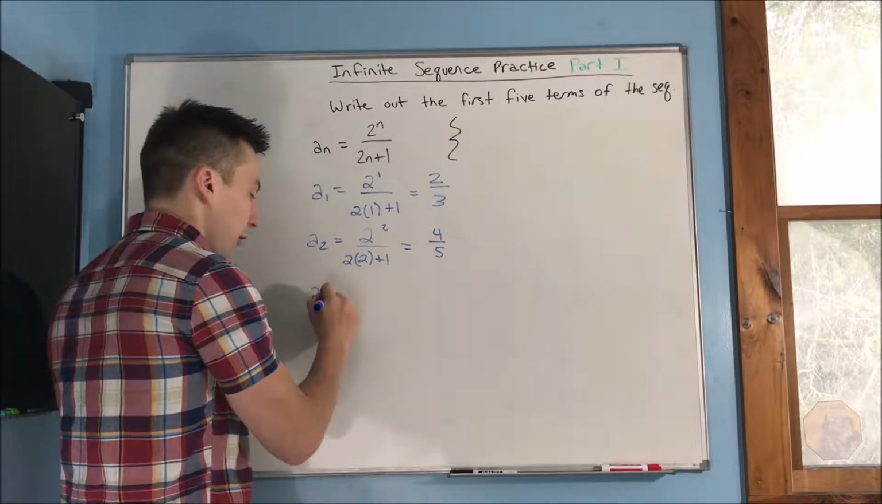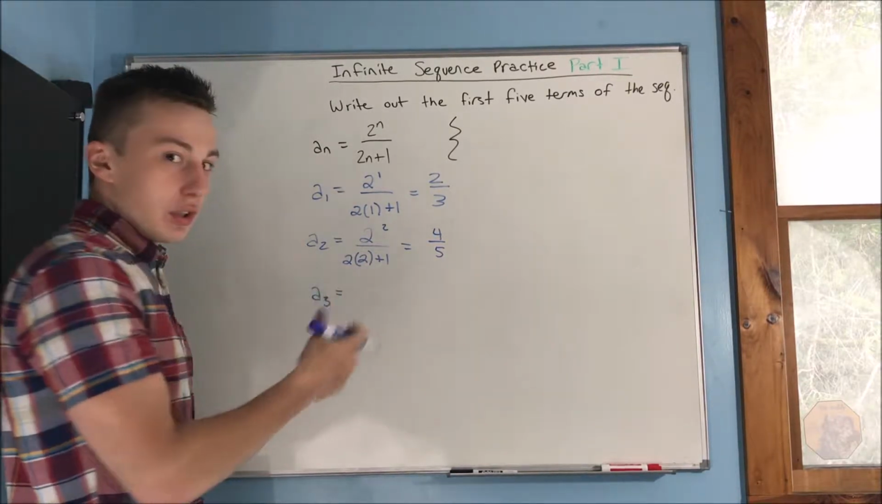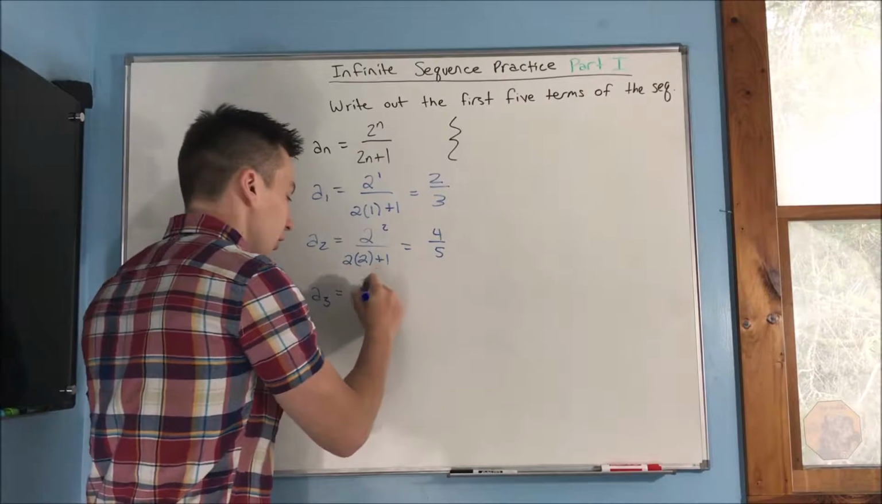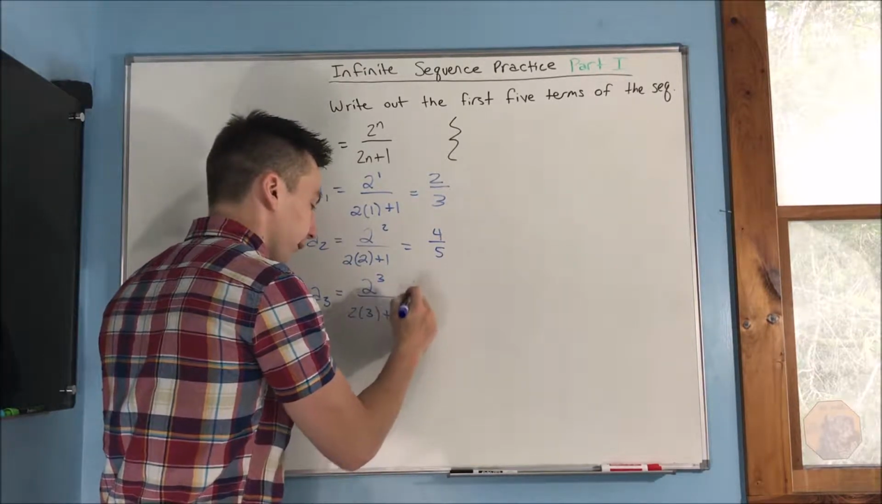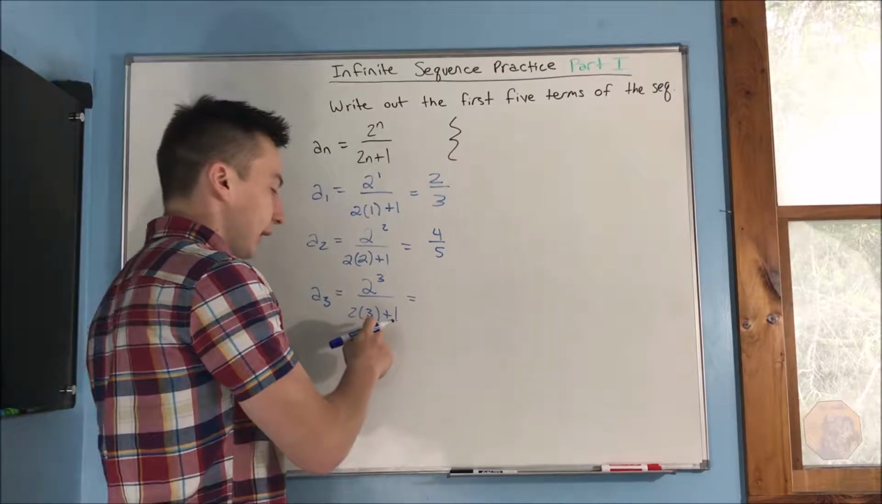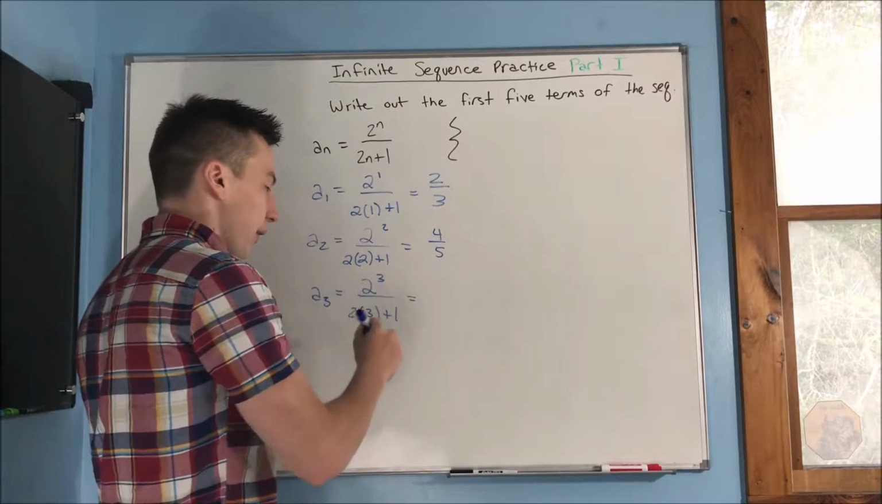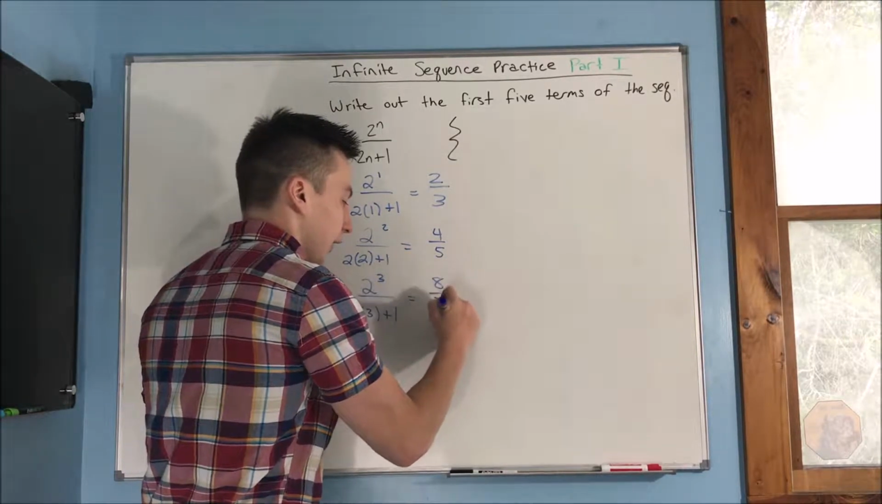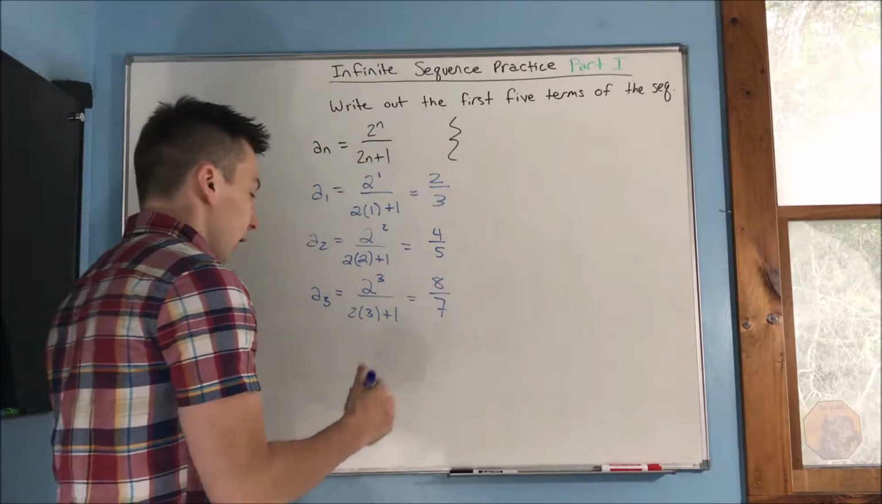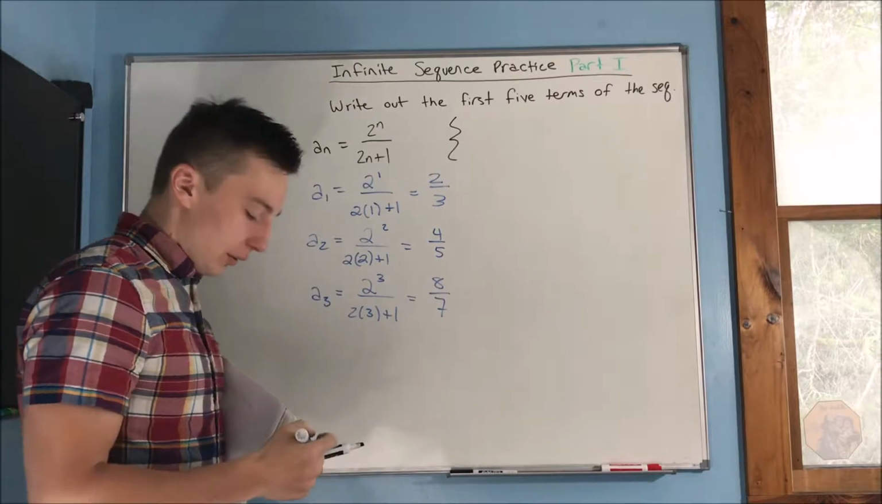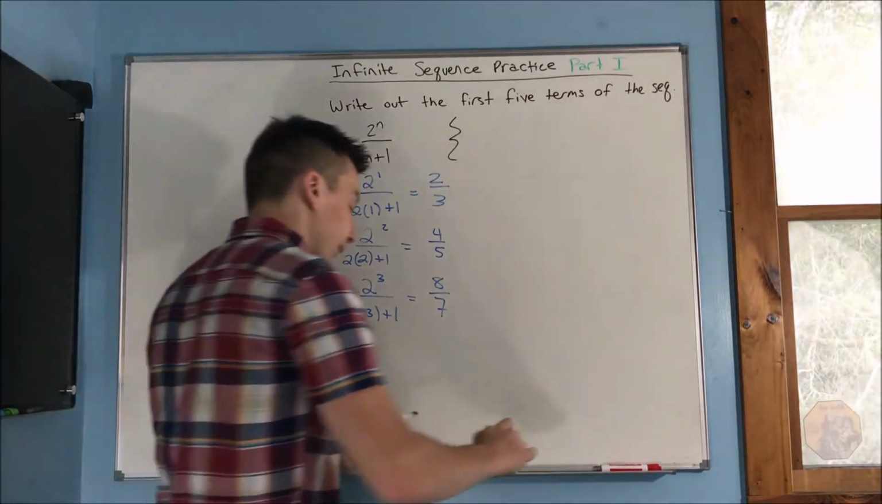Next, we have a sub 3. You can kind of start to catch on here what we're doing. 2 to the third power over 2 times 3 plus 1. 2 times 3 is 6, plus 1 is 7. 2 to the third, that's just going to be 8 over 7. And you can kind of start to do the rest in your head here.